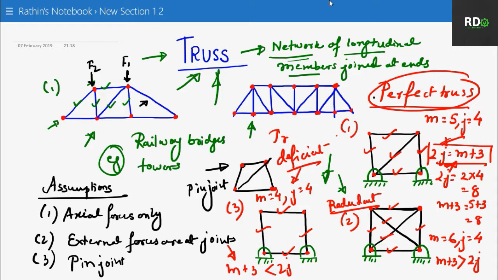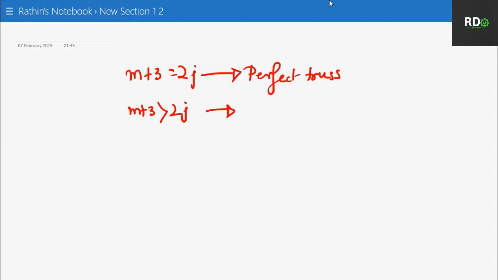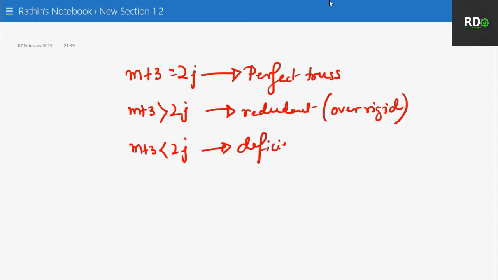So to remember this: if m plus 3 is equal to 2j, it is called a perfect truss. If m plus 3 is greater than 2j, it is redundant. Are you getting my point? If it is redundant, it means over rigid. And if m plus 3 is less than 2j, it is a deficient system, which we can call under rigid or less rigid.